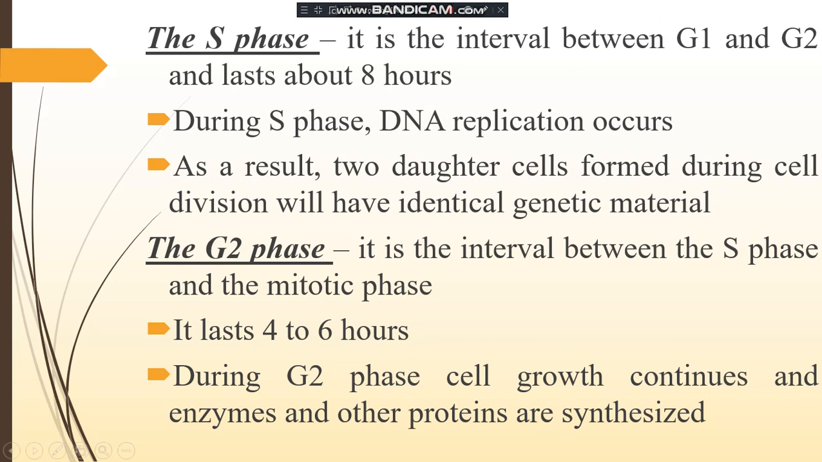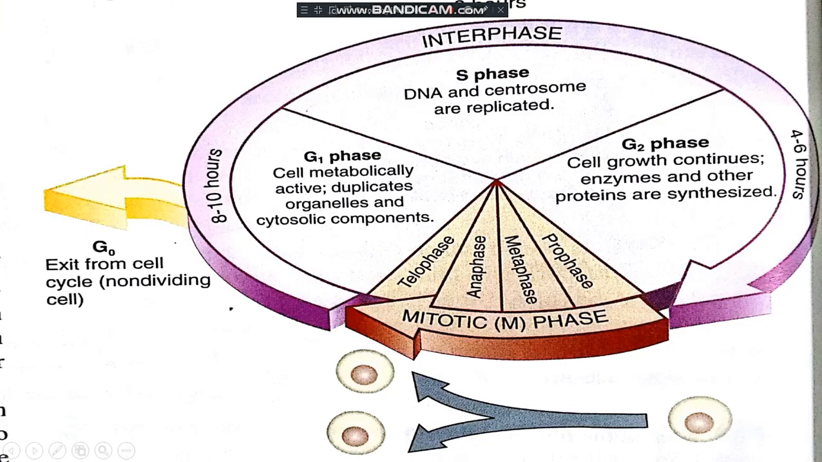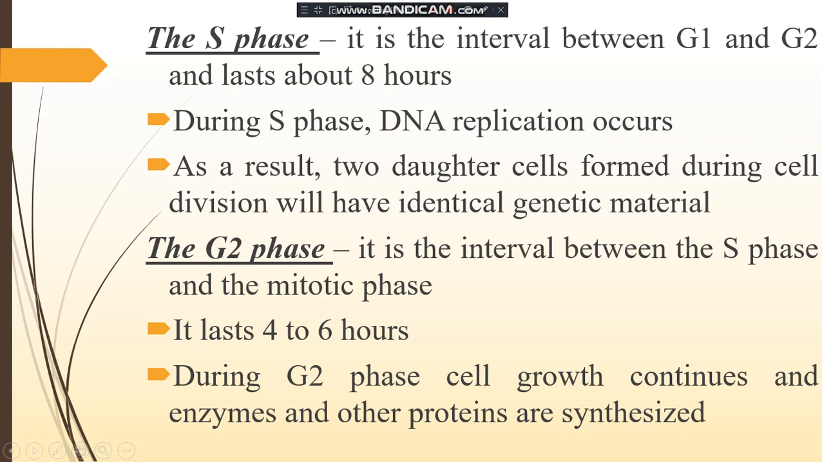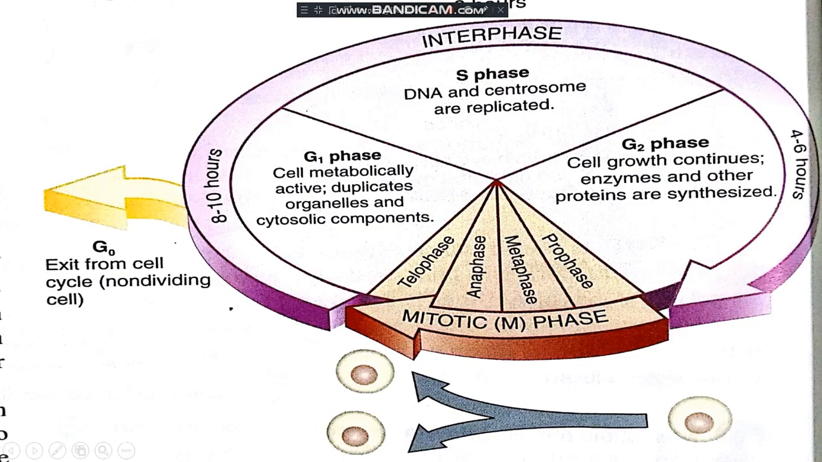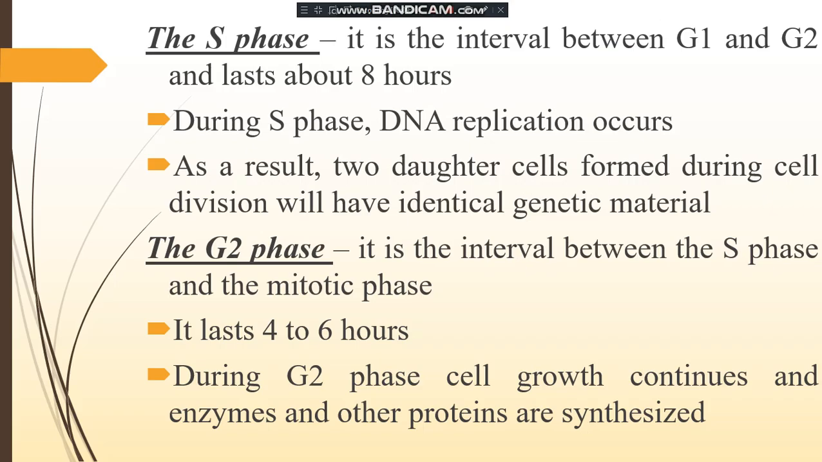Okay. Now we have the G2 phase. G2 phase means the interval between the S phase and the mitotic phase. It lasts 4 to 6 hours, and during this G2 phase, cell growth continues and enzymes and other proteins are synthesized. Basically these proteins are for having the energy for the mitotic division. So herewith we complete the G2 phase.